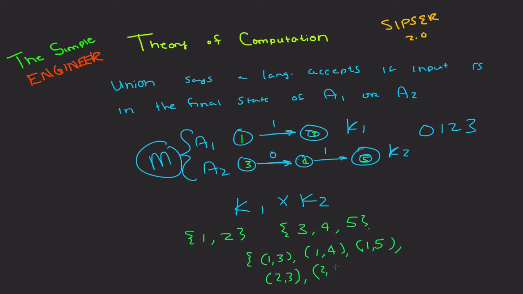We would have 2, 4, and we would have 2, 5. And as you can see, you're starting to see the idea, right? It's the cross product. If you haven't seen cross product before, this is what it is. We're taking all the possible combinations of states between these two DFAs. So these would be all the new states in the DFA M, right? It allows us to track input for all these states, and this is what the DFA would be able to recognize.